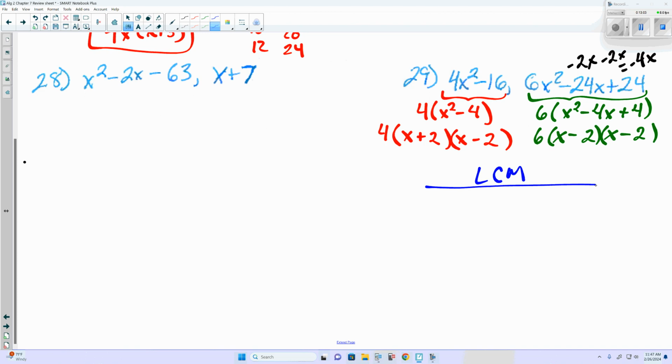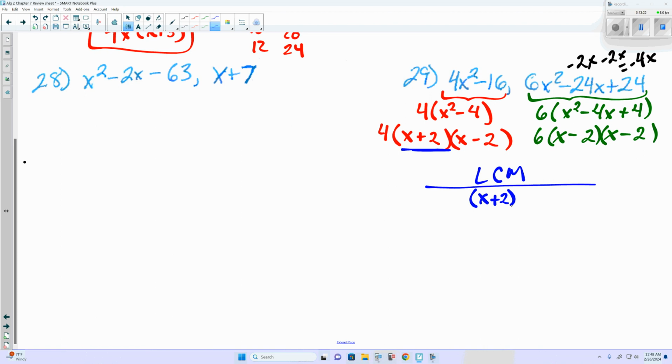And with any of these here, I would start with our factors first. The one on the left has an x plus 2. It has it once. How many times does the one on the right have it? 0. So how many times do we need it? Once. Since it showed up once, we need it at least once.